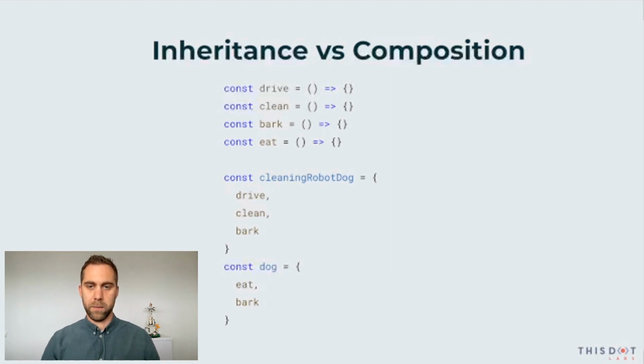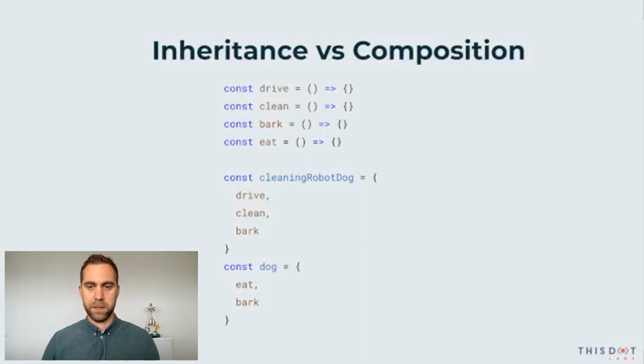Or we need to implement a base normal dog or a base living dog, so to say, and a base robot dog, which both have the same code. So if there's a bug in the one, we also need to fix it in the other, and it's going to be annoying to maintain. That's inheritance. So let's look at composition, what we have on the screen here instead.